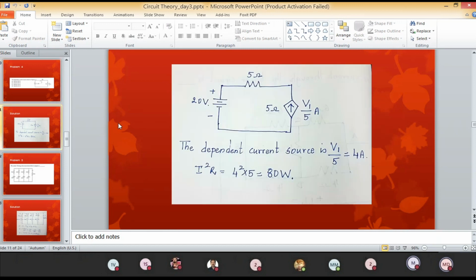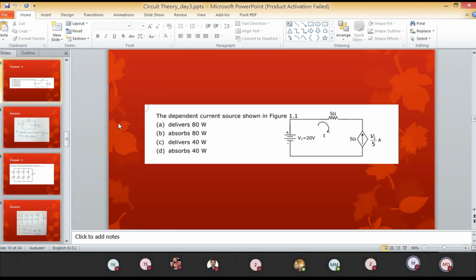It's very simple. The dependent current source is V1 by 5. What is V1? Very simple, 20. So the current is 4 amps. So I squared R, 4 squared into 5, is 80 watts. So it delivers... sorry, it absorbs 80 watts. Choice B, because a dependent current source cannot deliver power. It can only absorb the power, so it absorbs 80 watts.